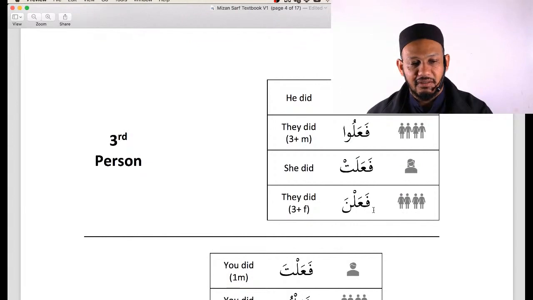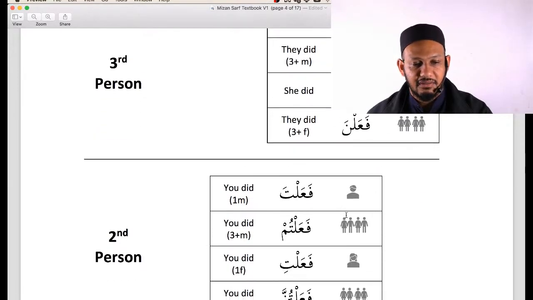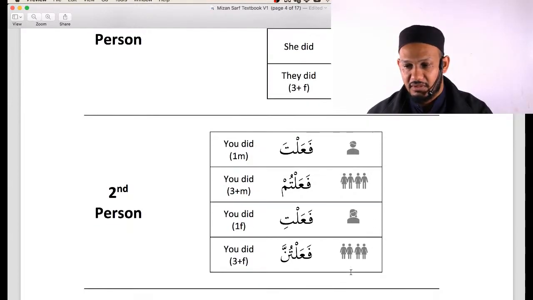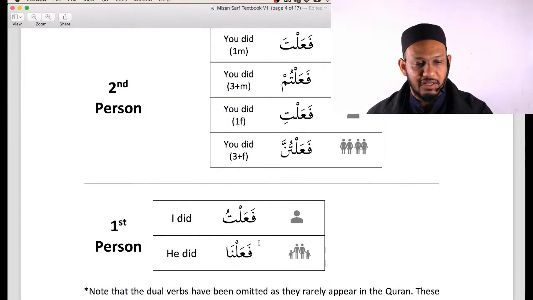And then fa'alna is a group of females, they, many females, did, three plus. Then fa'alta is you did, you one male. And fa'altum, you many males or a mixed group. And most of the time the Quran is going to be using it for a mixed group. Fa'alti, you one female did. And fa'altunna, you many females did. Okay. And then fa'altu, you point to yourself. Ana, I did. And fa'alna, we did.